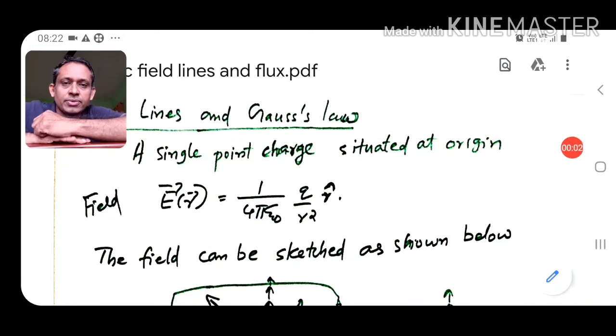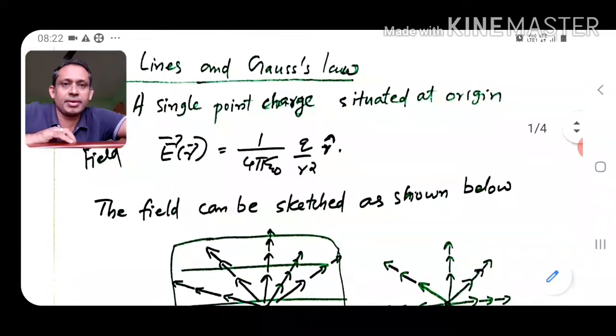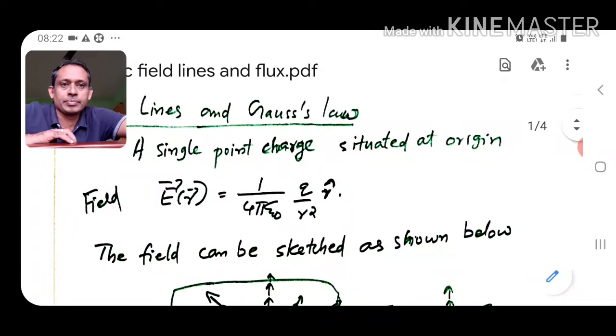Hi, we have seen electric field. Before that, we have seen the principle of superposition and Coulomb's law. Now, we look at a way of representing electric field around charges. Okay, so we have already defined the electric field.